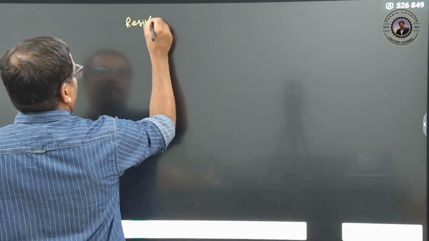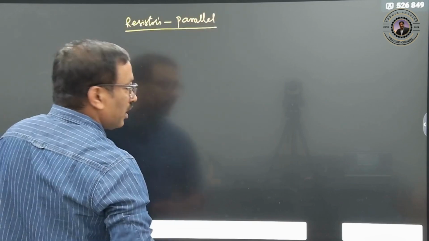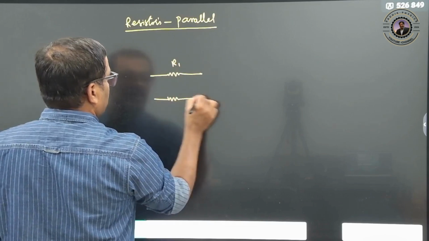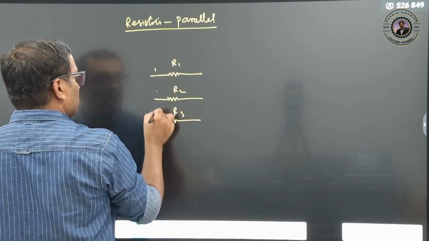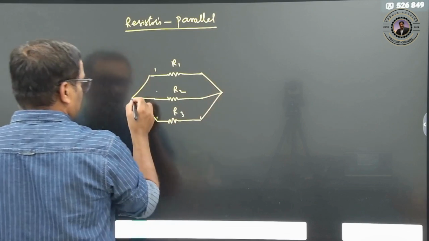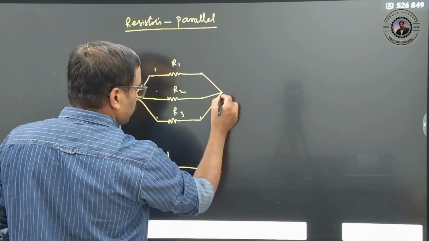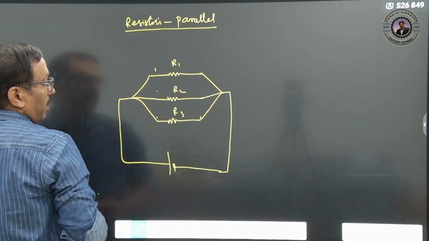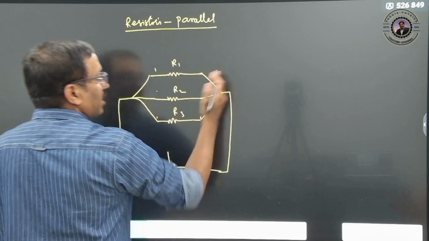Resistors in parallel. So here the resistance is R1, here it will be R2, and here it will be R3. That means all one terminals are connected to one end, and all second terminals are connected to the other end. This is connected to one battery here. Now all first terminals are connected to one side, all second terminals are connected to the other side.